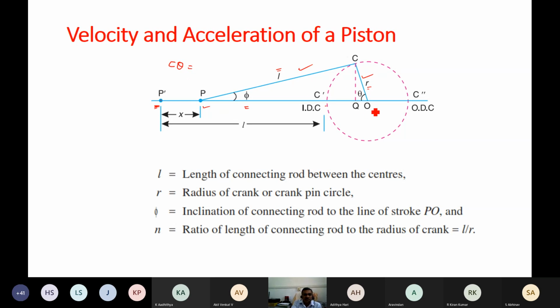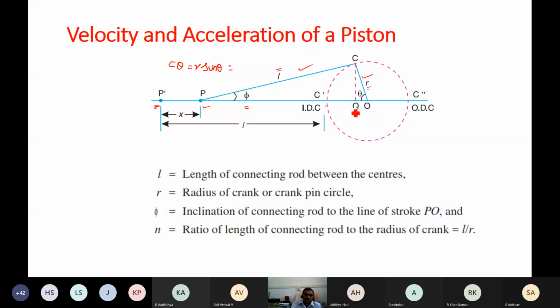If you take the triangle OCQ, then the distance CQ can be written as R into sine theta. The distance CQ is, this is R, this is theta. Then if you want to find the distance CQ, you can write R into sine theta.